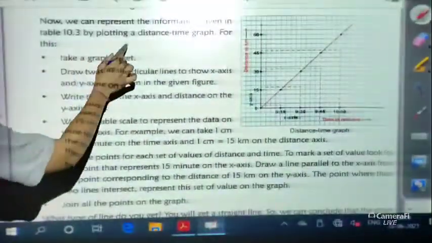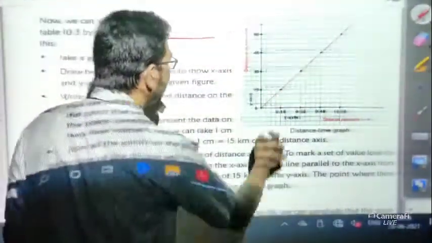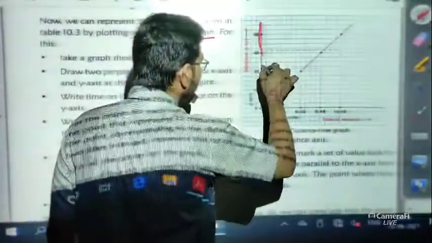Given in table 10.3, plotting the distance-time graph. In the case of a distance-time graph, you can see two axes here. In mathematics you have already done it. This axis we call the x-axis, and this axis we call the y-axis. So we take distance on the y-axis and time on the x-axis.